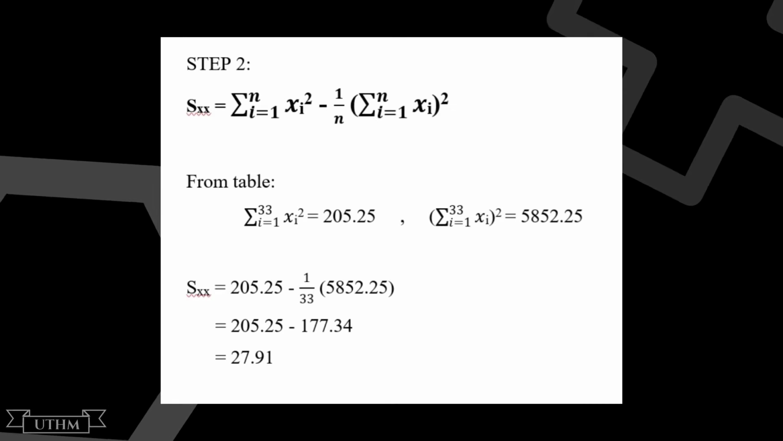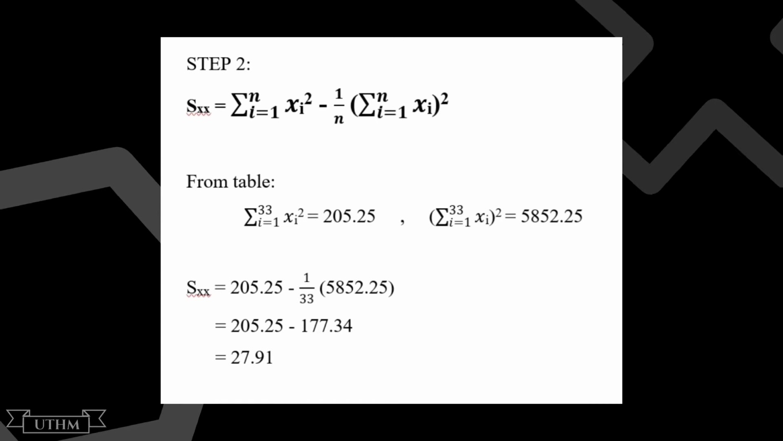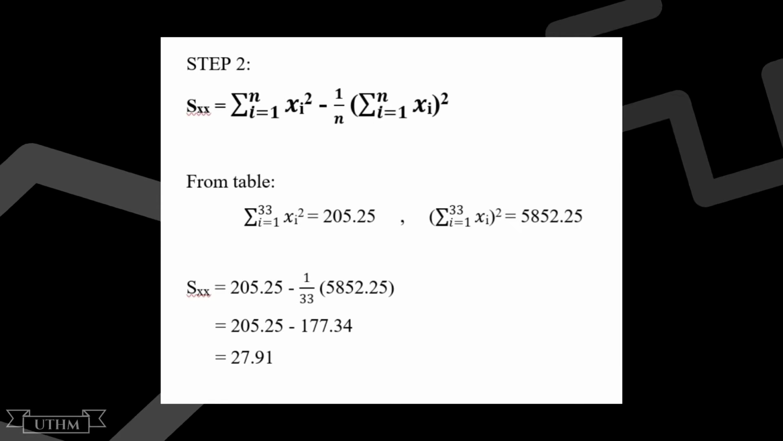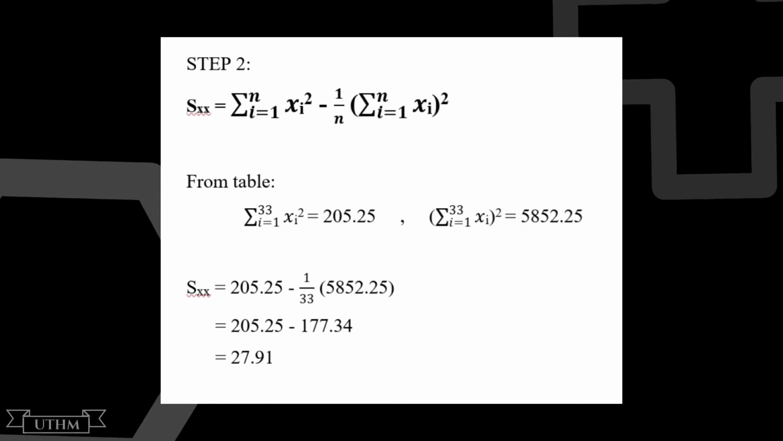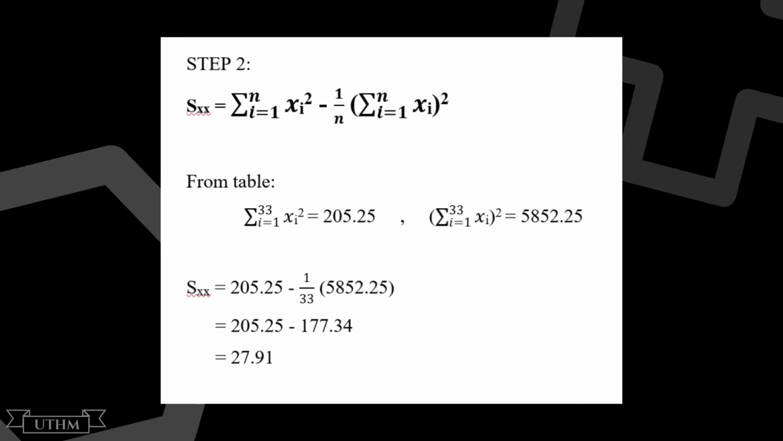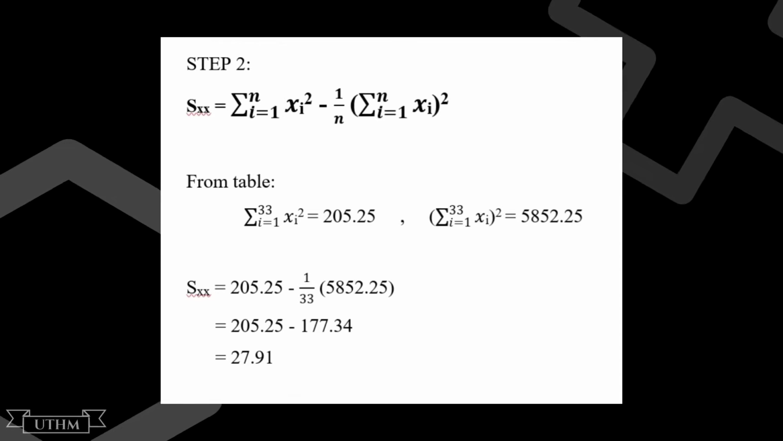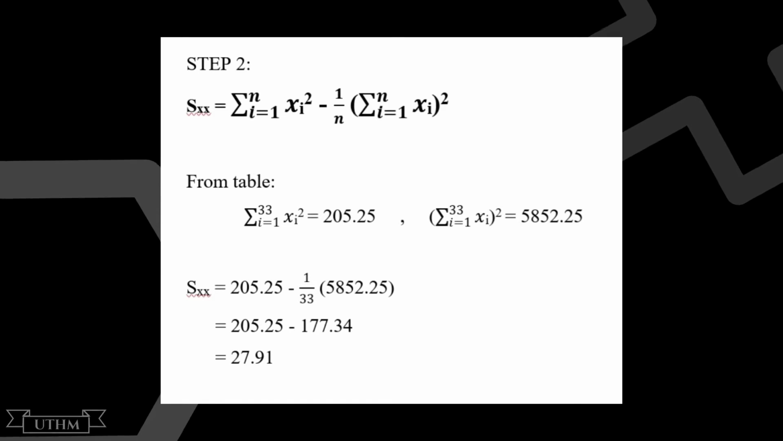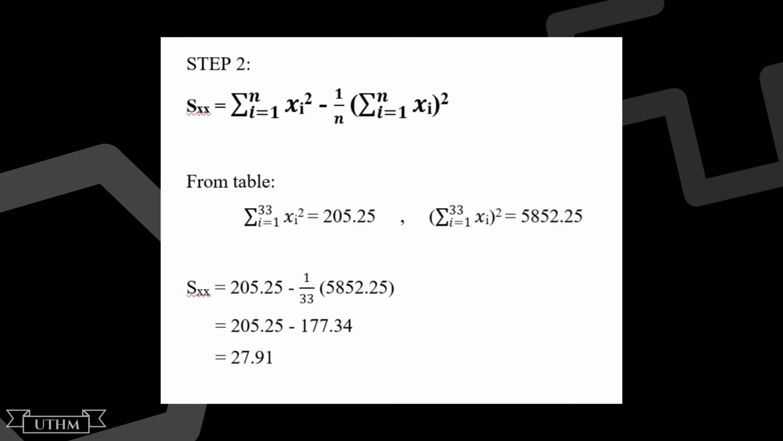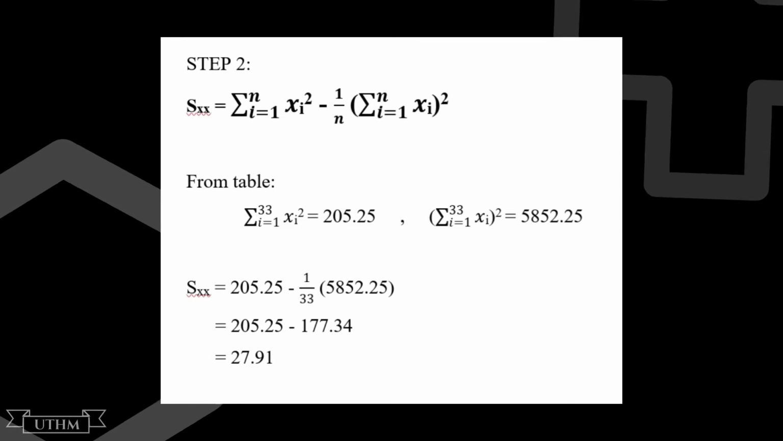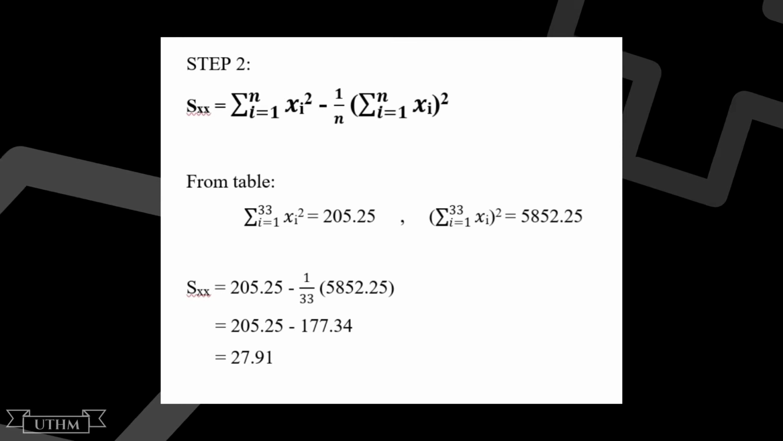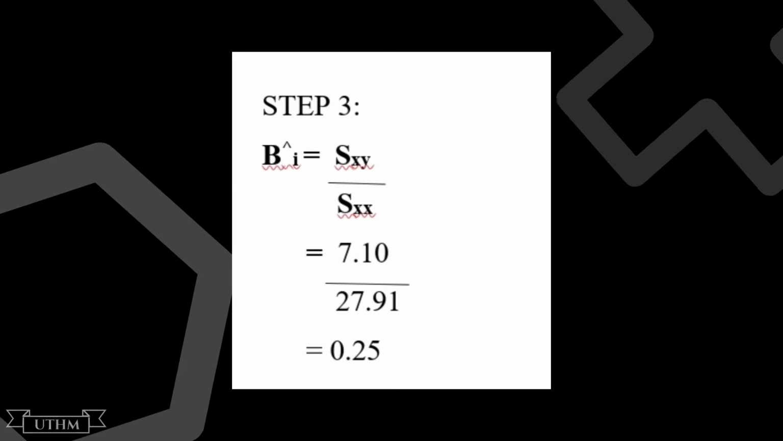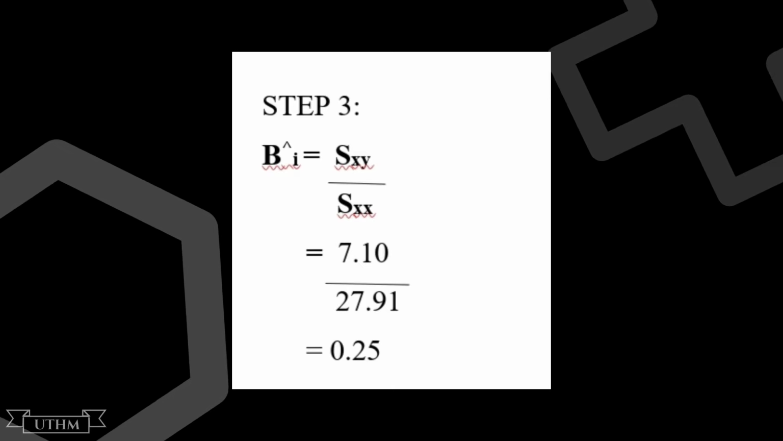For the second step, we need to find the value of Sxx. The formula of Sxx is the sum of x to the power of 2 minus 1 per n multiplied with the sum of x, to the power of 2. So, Sxx is equal to 205.25 minus 1 per 33 multiplied with 5,852.25. The value of Sxx is 27.91.